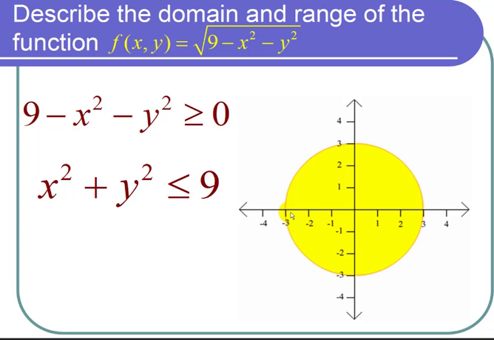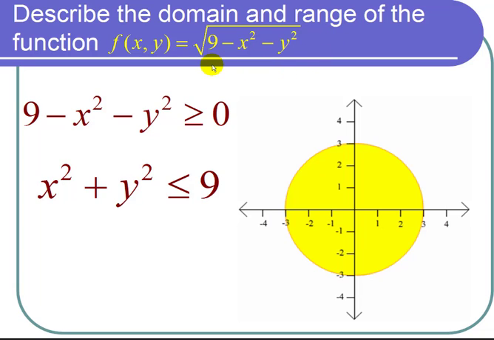So there's my domain. Notice that if it had been a greater than or equal to instead of a less than or equal to, we would include all the stuff outside of the disk and none of the stuff inside of the disk. But we have a less than or equal to, so we have the disk. So now let's find the range.